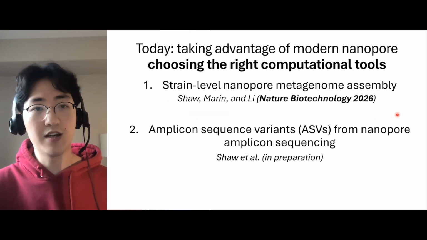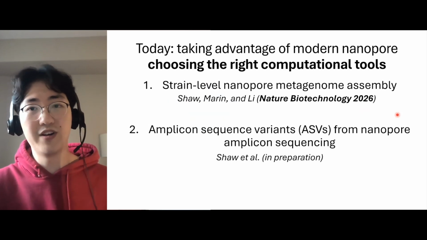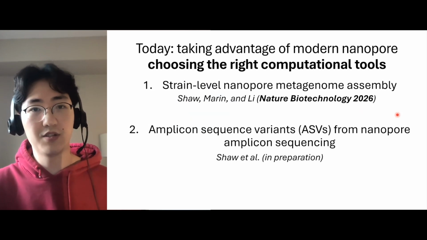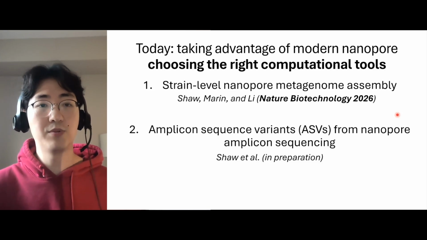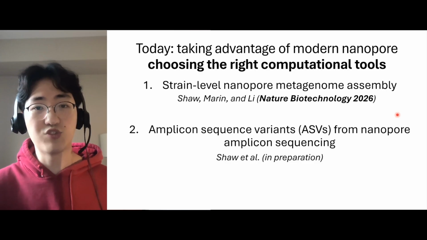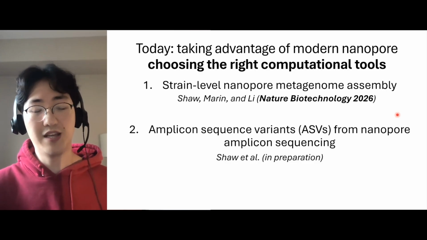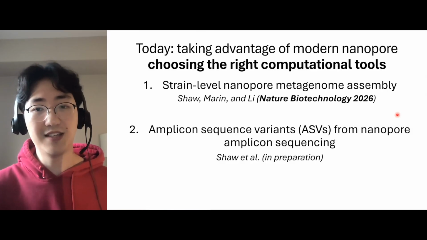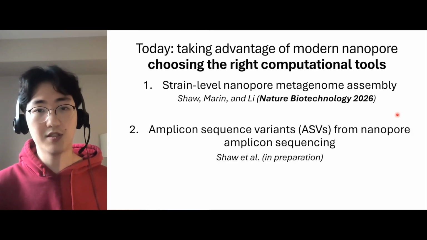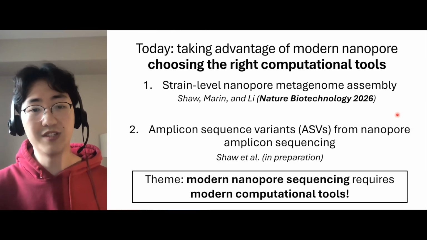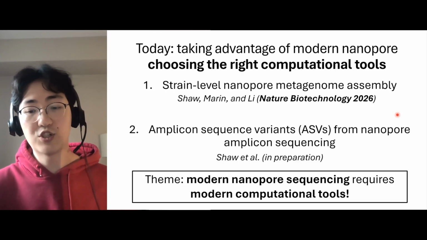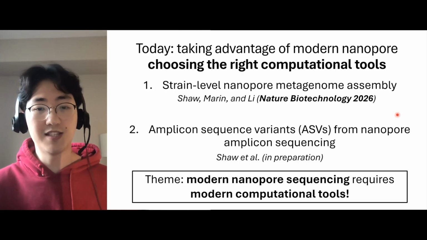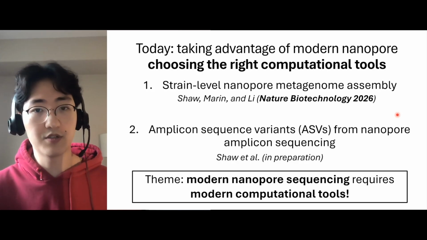So today I'll be talking about taking advantage of modern nanopore reads by choosing the right computational tools. So we've built some new interesting computational tools. For example, I'll be talking about how to achieve strain-level nanopore metagenome assembly today. And I'll also be talking about, on the amplicon sequencing side, how to get these ASVs from nanopore amplicon sequencing. And the theme, again, is to take advantage of these modern reads by using modern computational tools. And I'll show that it's necessary to not just think about the technologies, but also the computational side.